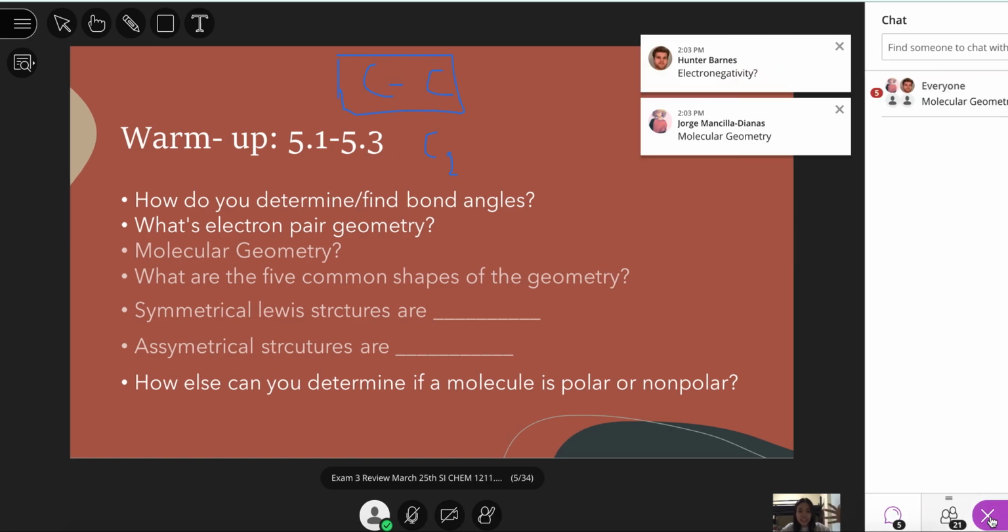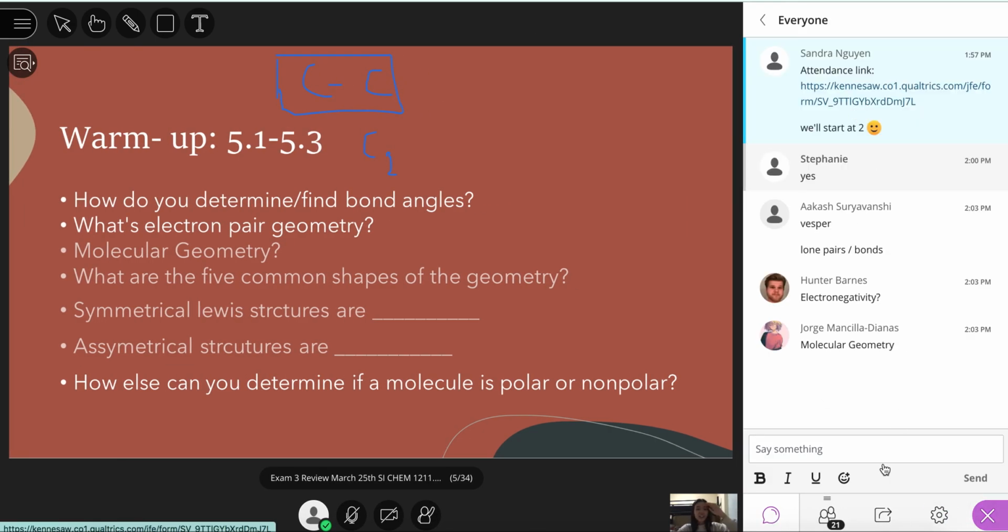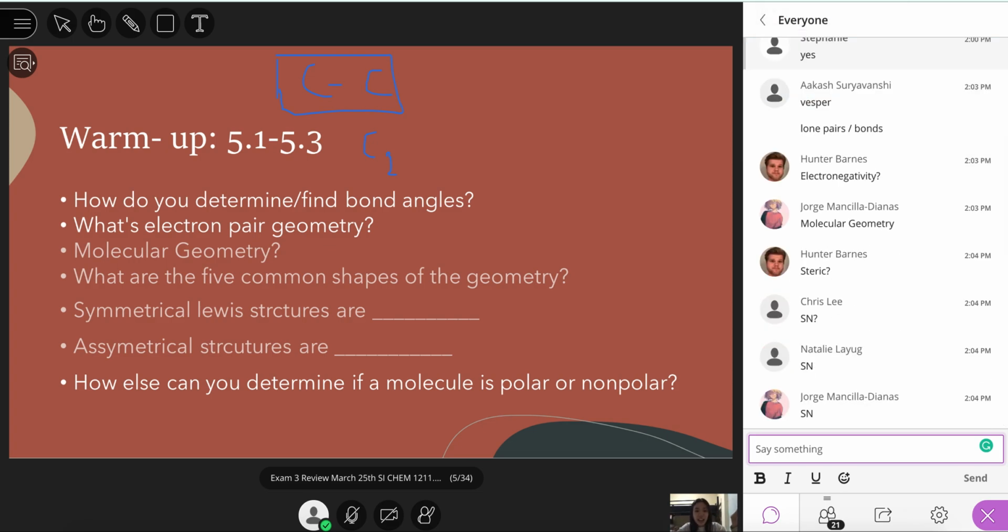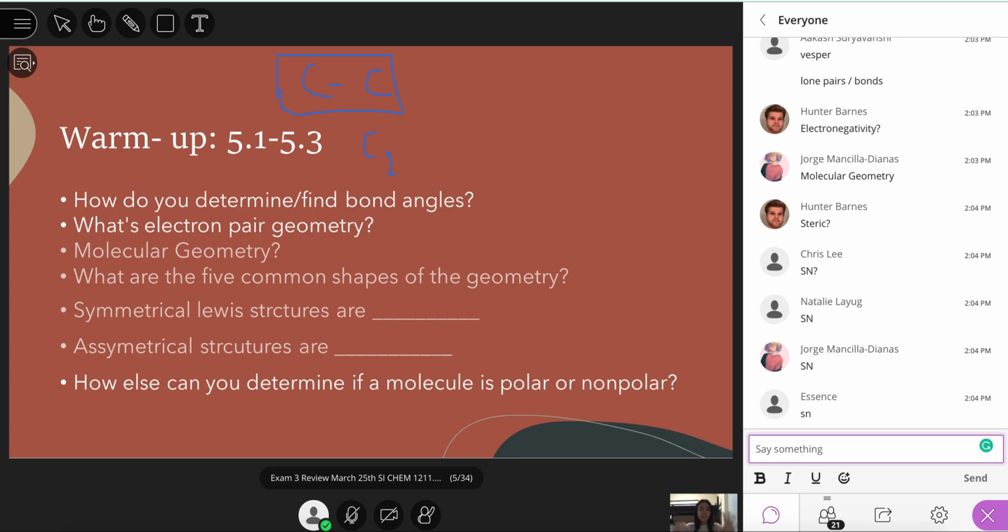You look for geometry? Close. You're actually looking for something more specific. Does anyone remember? There's a specific number you're looking for. You do it almost every time you find molecular geometry. Yes, steric. Exactly. You guys are right on the edge. Steric number, exactly. And you use the electron and molecular geometries with that. So you'll find the steric number with that.